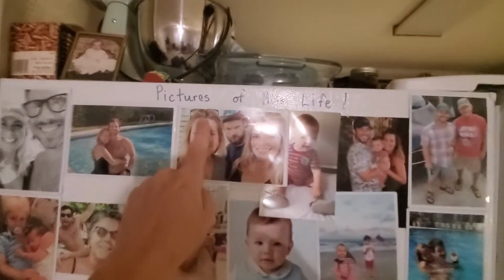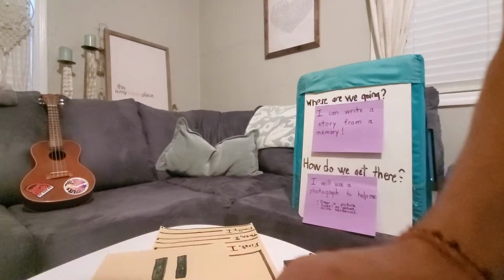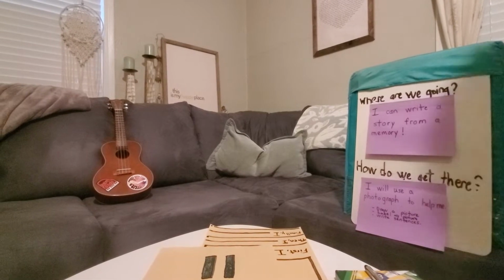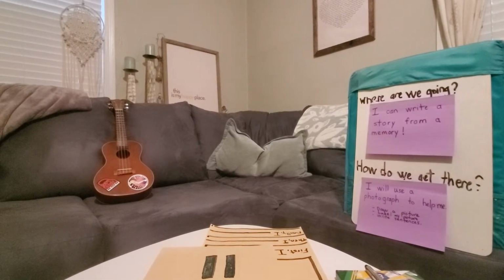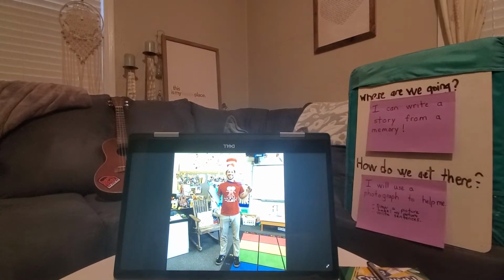So look, up here it says pictures of this life. That's right. So all of those pictures, guys, help us remember things from our life. And now we can use those memories from the photographs to write a story. So take a look. Now, not all of our pictures, guys, are in photograph form, or like a paper. Some of our pictures are on a phone or on the computer.